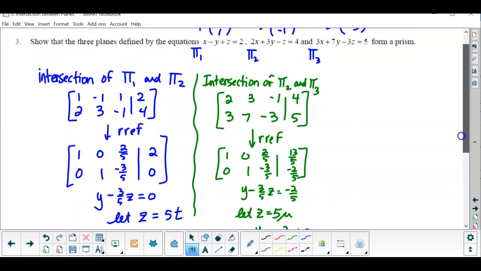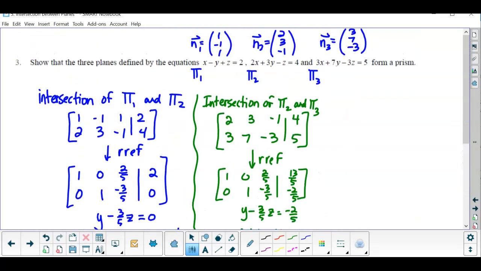Okay, and then intersection. So we've done first plane and second, second and third, so first and third.